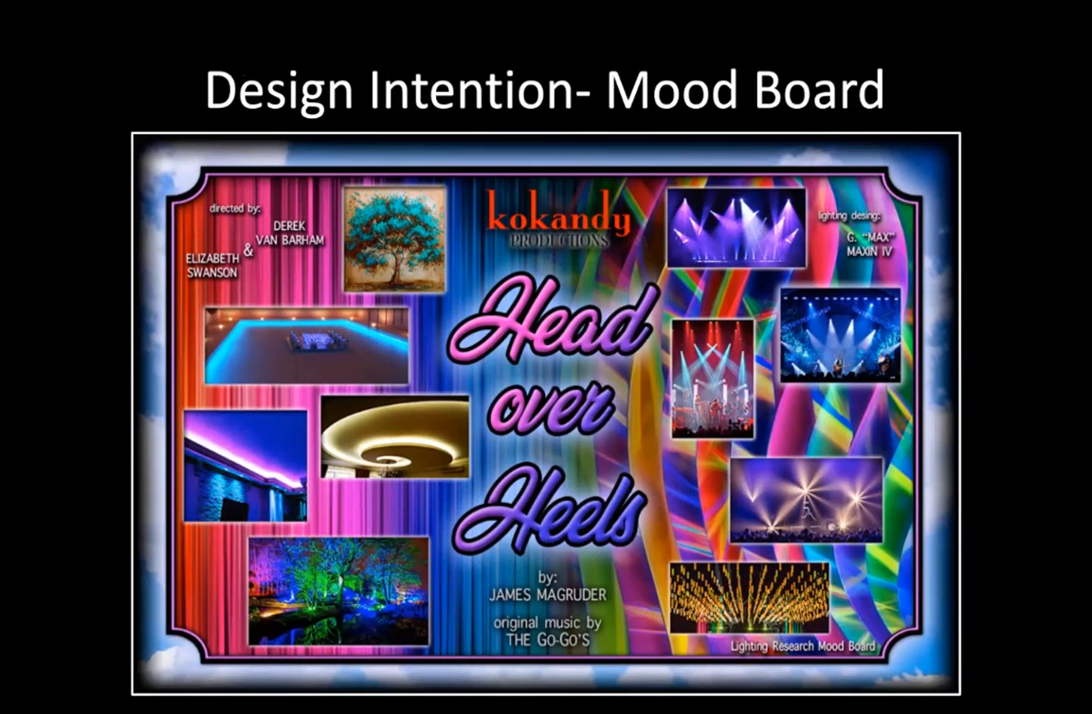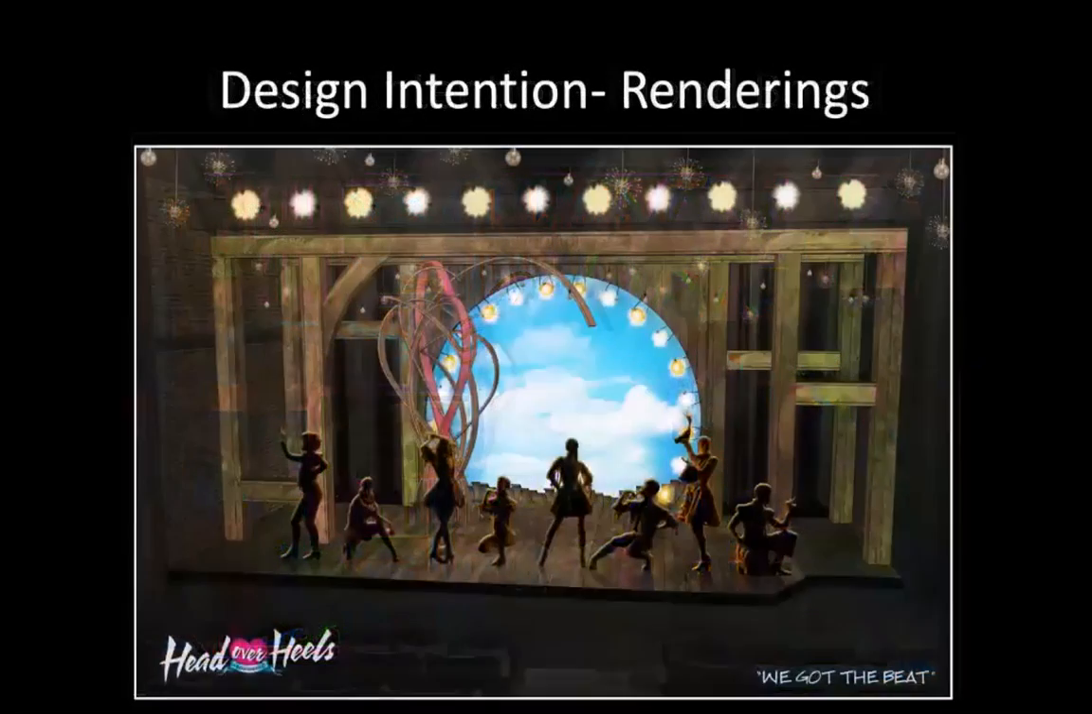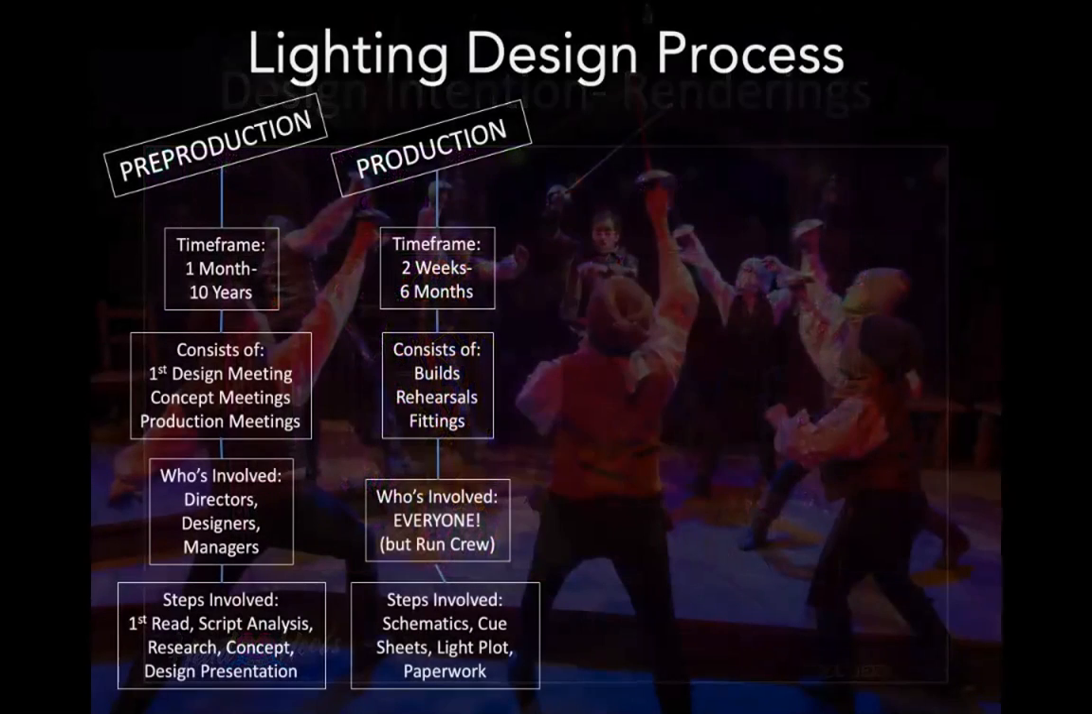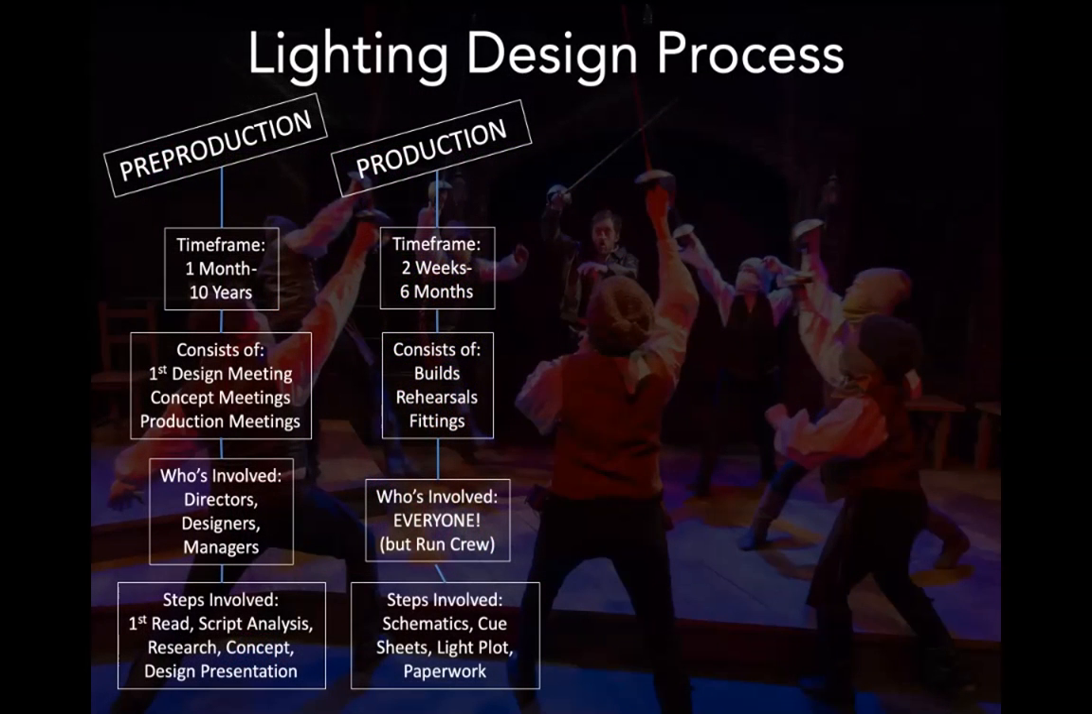Cool? All right, so after design intention, so after getting all your ideas together and sharing them, the next step is production. The time frame of that is usually 2 weeks to 6 months, and it consists of builds, rehearsals, fittings. Finalizing everything, getting all the ideas out and getting everything down. For lighting, it involves schematics, cue sheets, light plots, and paperwork. This is all while the actors are rehearsing.